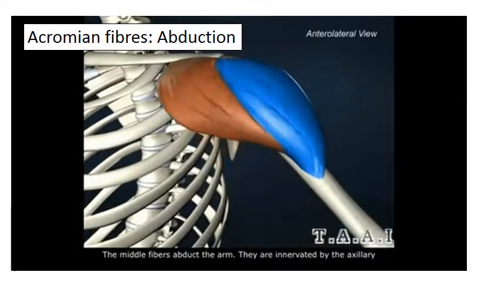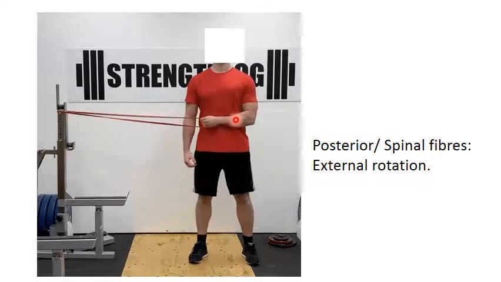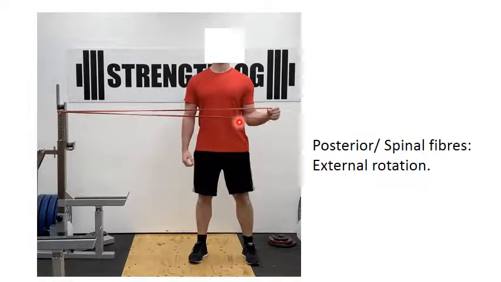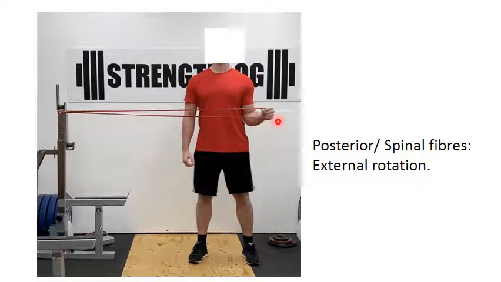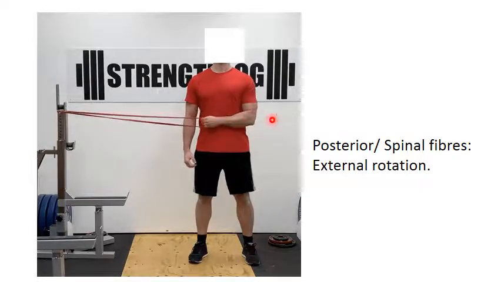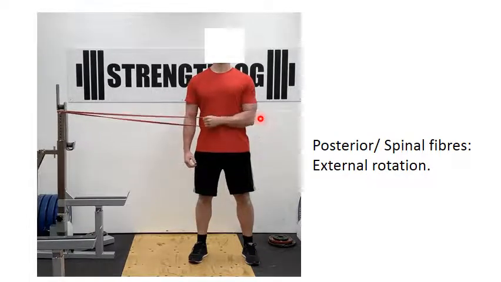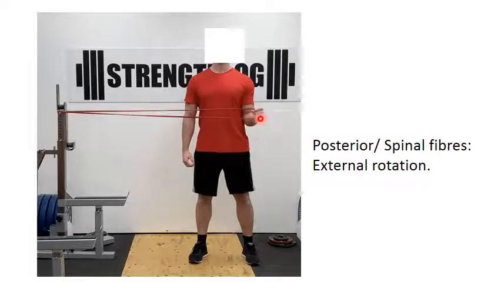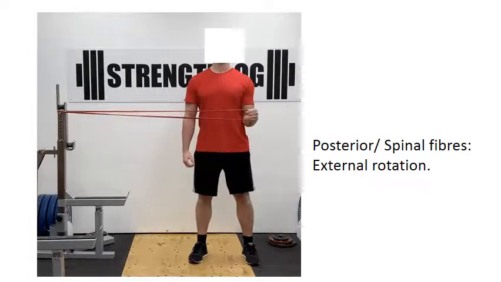Let us see the posterior fibers. The posterior fibers, which are called spinal fibers, are responsible for external rotation. Try to observe the picture. It is moving outside, and that particular movement is called external rotation of the shoulder joint. It is caused by the spinal fibers, or posterior fibers. Now we'll discuss the clinical correlations.